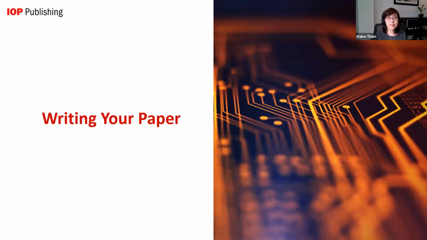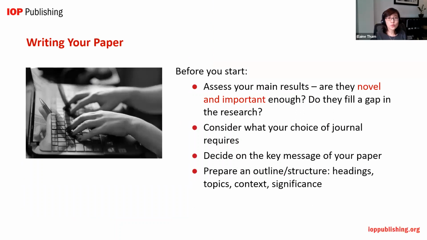And this leads us nicely into our next topic, which is writing your paper. So before you start, review your main results. Are they novel and significantly important? Do they fill a gap in the research? These are some of the questions you'll need to include in your cover letter, for example. So here you should consider what your choice of journal requires. Some journals may be seeking only the most significant and cutting-edge research, while others may just seek original research based on sound, technically rigorous scientific methods that would add to the body of existing research.